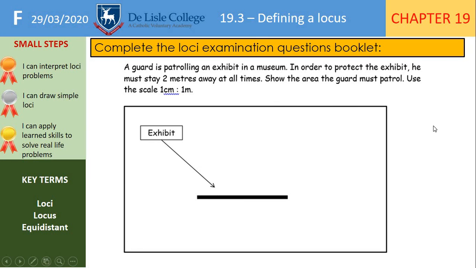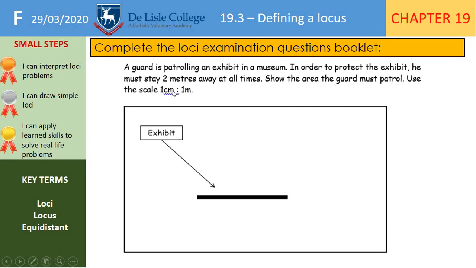Here's a second question, so pause the video and have a go. So here a guard is patrolling an exhibit in a museum. In order to protect the exhibit, he must stay 2 meters away at all times, and show the area the guard must patrol. So there's the exhibit. It looks to be a long, thin item, whatever that might be.